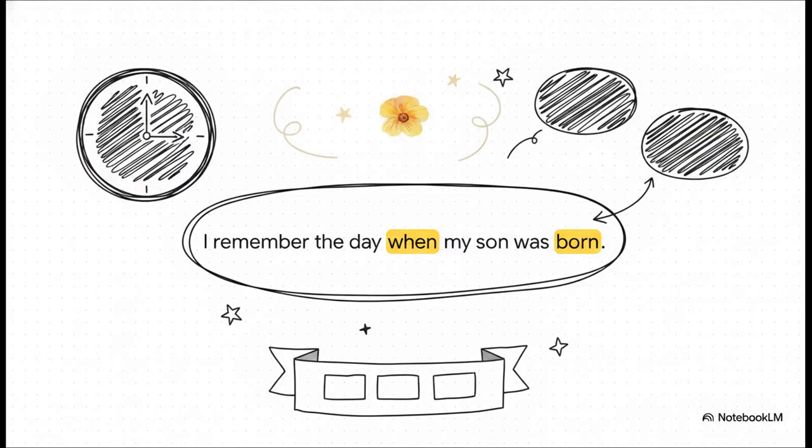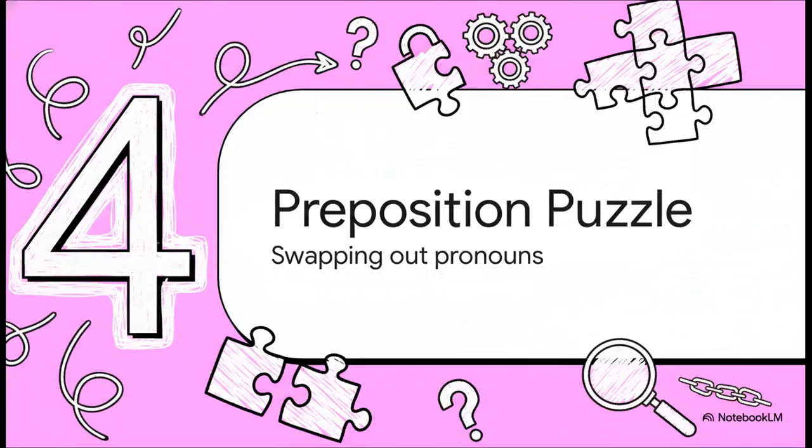Look at this beautifully touching example. You start with 2 separate thoughts. I remember the day. My son was born on that day. But when we weave them together, we get one elegant memory. I remember the day when my son was born. See that? We spotted day as a time word, threw in when, and seamlessly connected the whole idea. All right, basics are handled. Now it's time to tackle the trickiest, but honestly, most rewarding part of the toolkit. Section 4, the preposition puzzle.